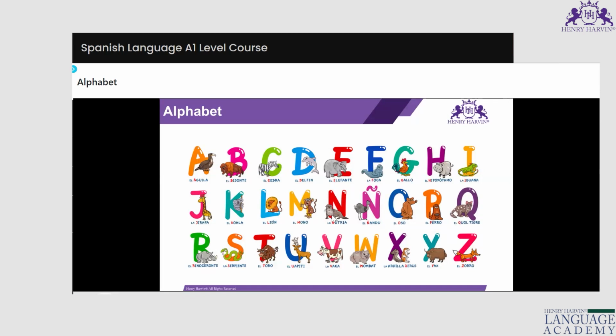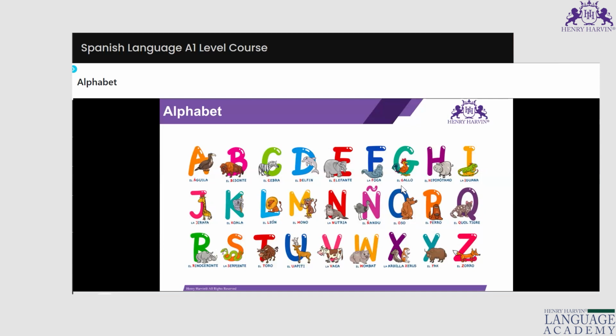Then D is de, E is a, F is fa, G is he. The sound is he. It will come from your throat. We are saying garganta. This gland. Then G sounds like he. But G sometimes sounds like G, the same rule as C.